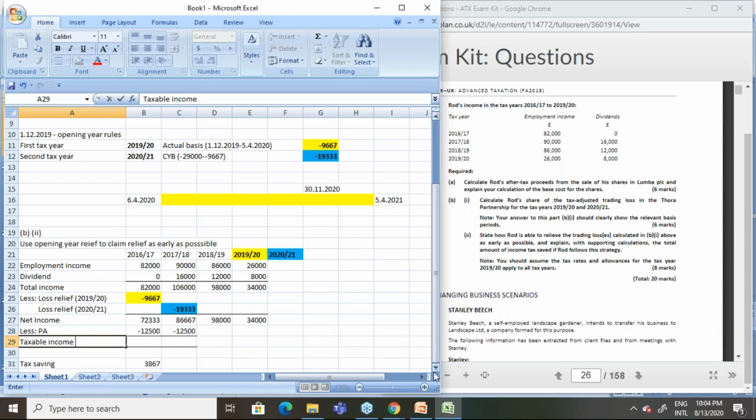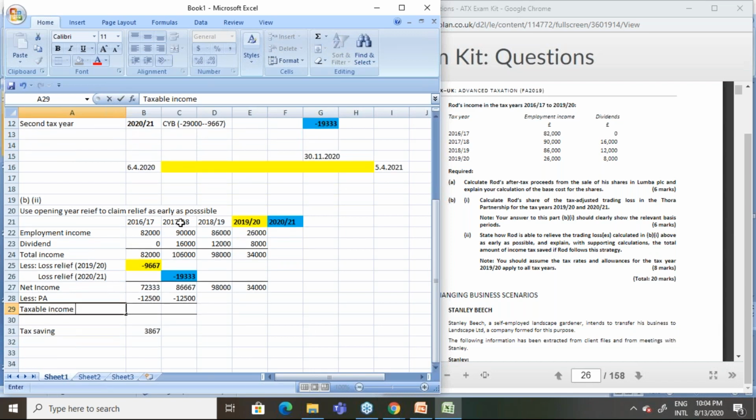Now, what is the tax saving for 17-18 tax year? 16-17, you have a tax saving of 3,867. But what is the tax saving for 17-18? Okay. Yeah, we have no problem actually. No, we have a problem here. We have a problem. Now assume this relief was not there.